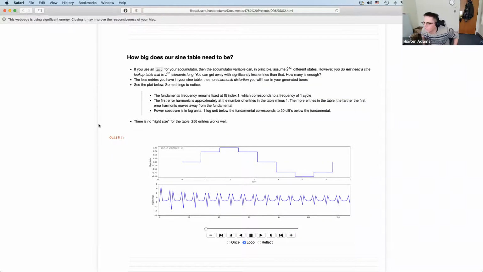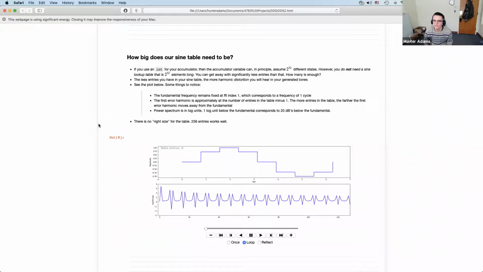So let's consider next this sine table. If you use a 32-bit unsigned int for your accumulator variable, then in principle, your accumulator variable can assume 2 to the 32 different states, right? But you don't need a sine lookup table that's 2 to the 32 elements long. In lab 1, we're using a sine lookup table that's 256 elements long. So the question is, how many is enough? What would be the consequence of having a longer sine lookup table? What would be the consequence of having a shorter sine lookup table?